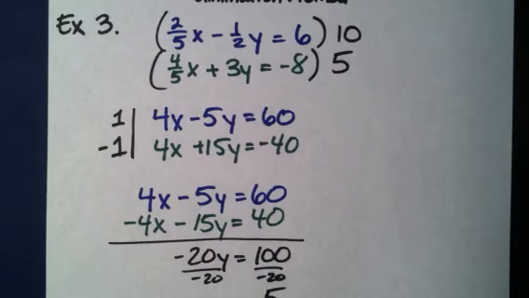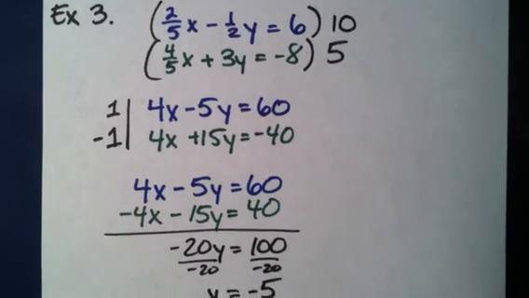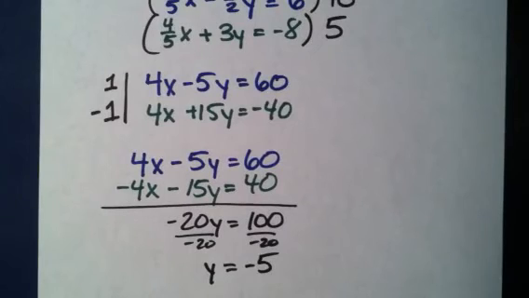I now multiply the second equation by negative 1 so that I can add to eliminate the x values. So 4x minus 4x is eliminated. Negative 5y and negative 15y becomes negative 20y. And then 60 and 40 becomes 100. I divide both sides by negative 20 to find that y equals negative 5.